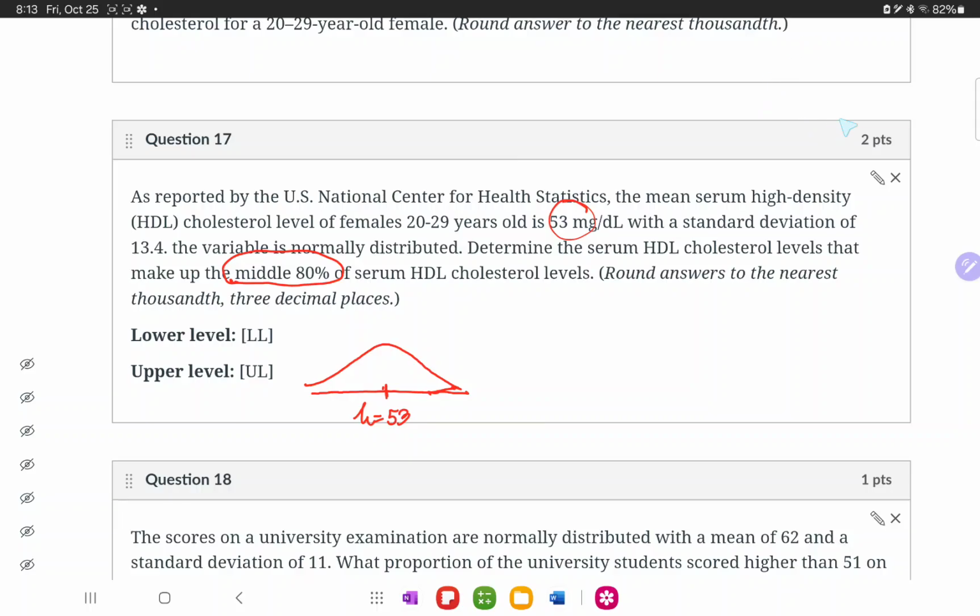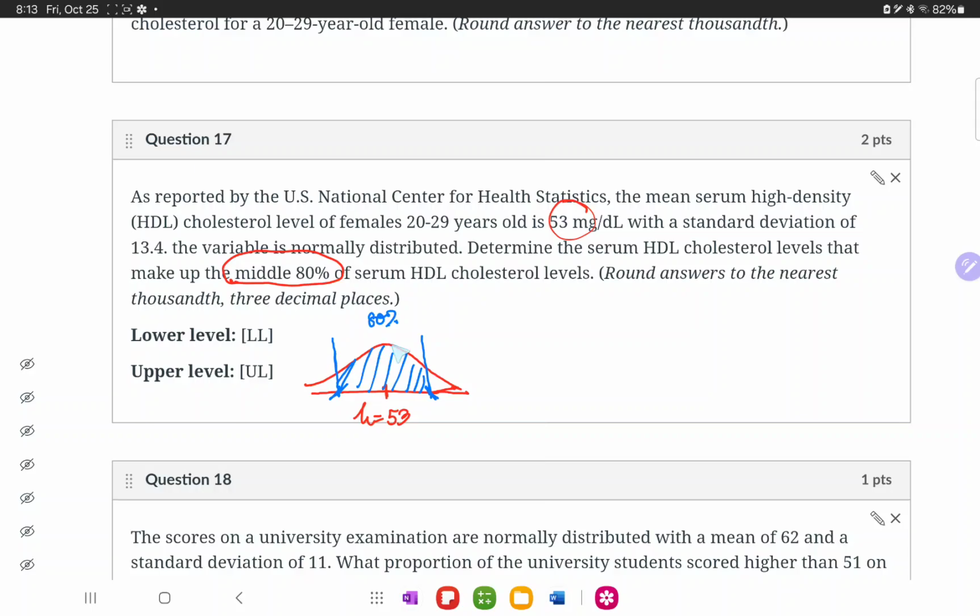So I'm going to change the color here and mark 2 points on this curve on either side of the center point. I'm going to extend these 2 lines and show that the area between these 2 end points is the area which is 80%, the middle 80% of HDL cholesterol levels.